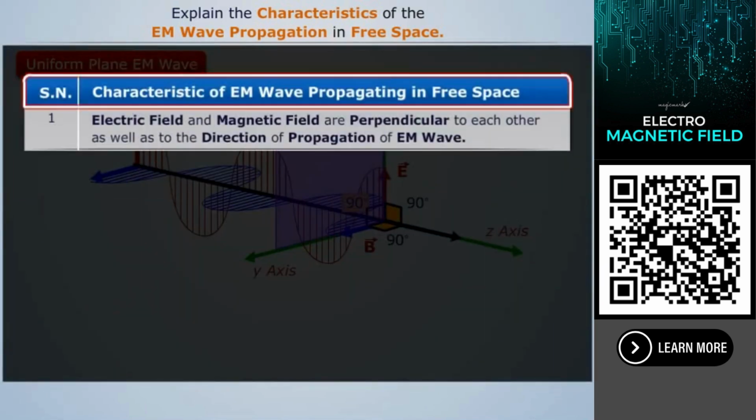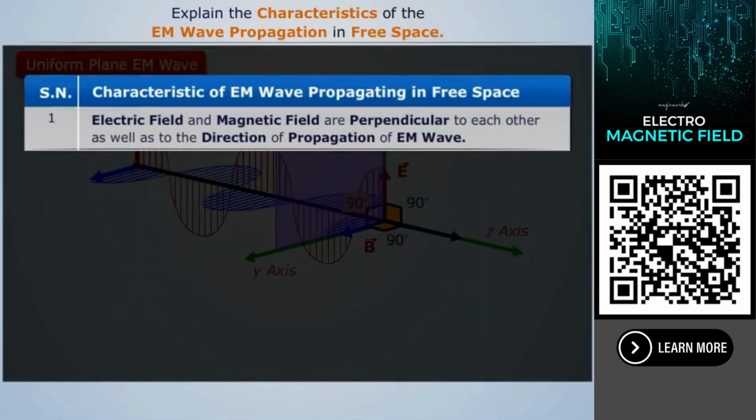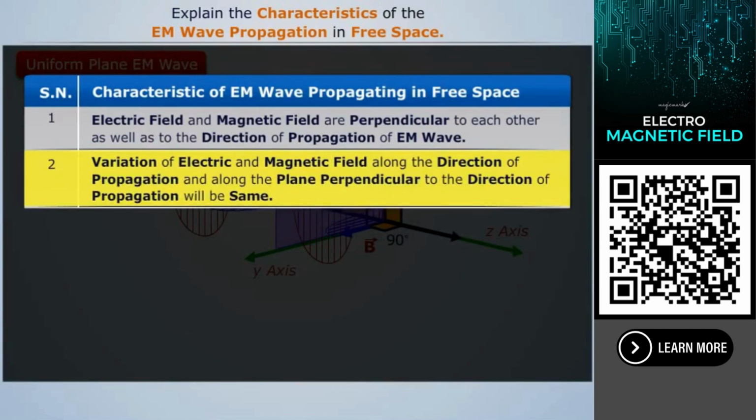Thus, the second characteristic of EM wave propagating in free space is that the variation of the electric and magnetic field along the direction of propagation and along the plane perpendicular to the direction of propagation will be the same.